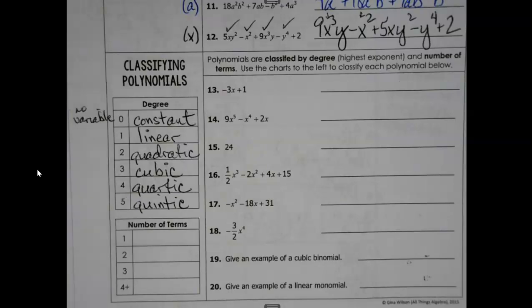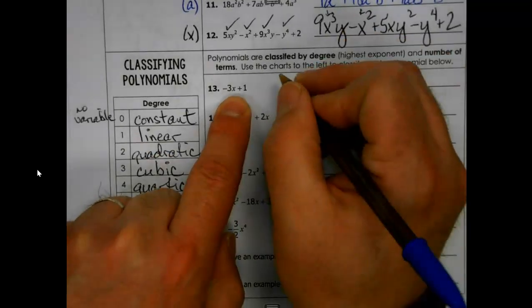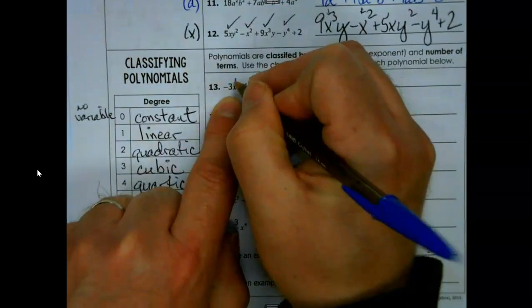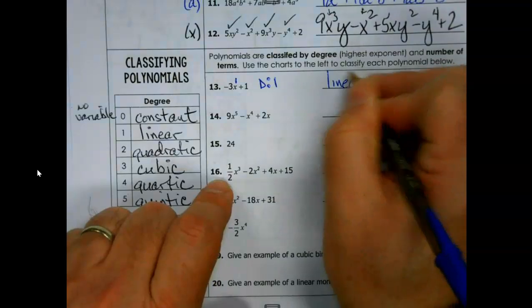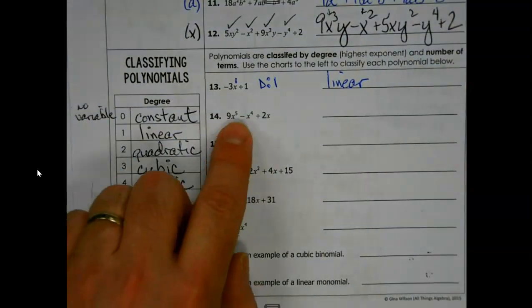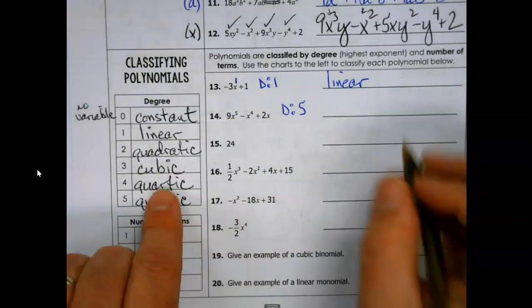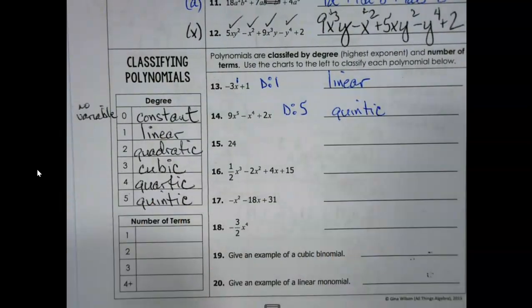So the degree will tell me, like on this one, this number 1, since my degree is 1, so that's the biggest exponent I see, this would be linear. Since the largest exponent I see here is 5, that would be quintic. Okay?